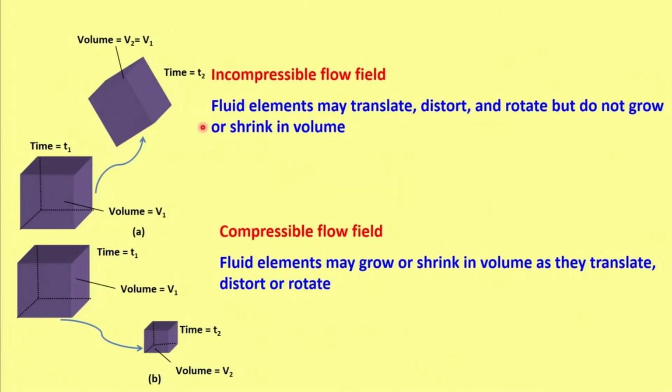Now coming back, this is incompressible fluid flow. Fluid elements may translate, distort, rotate, but they would not increase or decrease in volume. You may have del u by del x, but you may have a countering del v by del y, which will make it del u by del x plus del v by del y equal to 0. So that is why it will not grow or shrink in volume. But in compressible fluid flow it will not only grow and shrink in volume but also translate, distort and rotate. So this is about incompressible and compressible fluid flow.